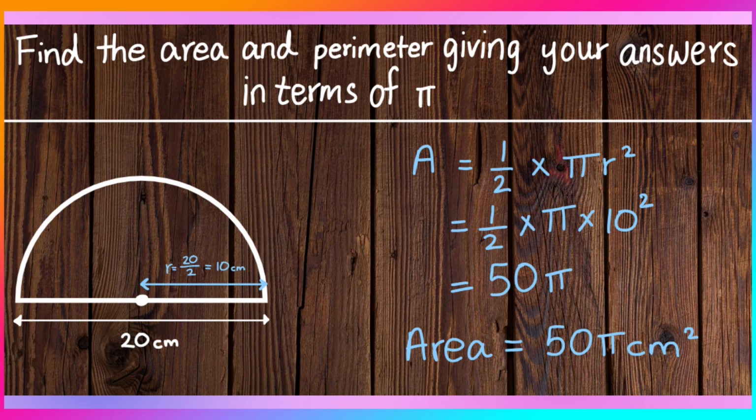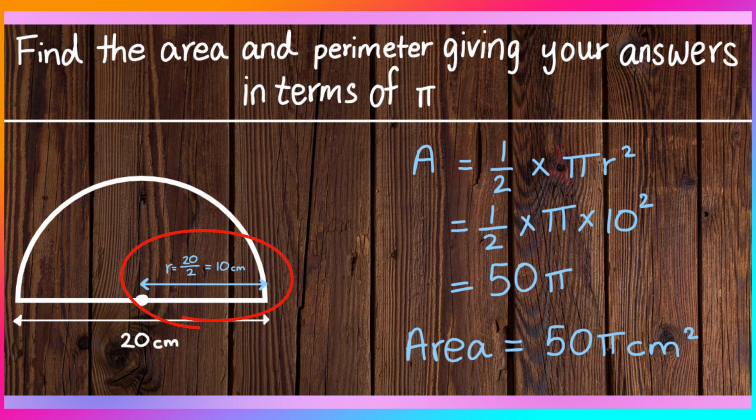Here's another trickier example. As shown here, we are dealing with the area and perimeter of a semicircle this time. So, let's first start with the area. The area of a semicircle is half times the area of a circle, pi r squared. We substitute the radius for r in the formula.